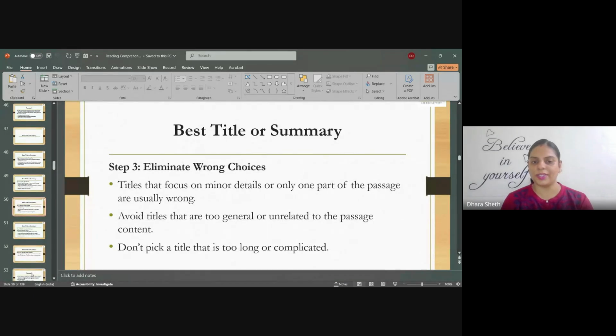Eliminate the wrong choices first so that you have only 2 or 3 options to work with. Titles that focus on minor details or only one part of the passage are usually wrong. This is the same as step 2: these are the things that you should choose, and the opposite are the things that you eliminate. Avoid titles that are too general or unrelated to the passage content, and don't pick a title that is too long or complicated.